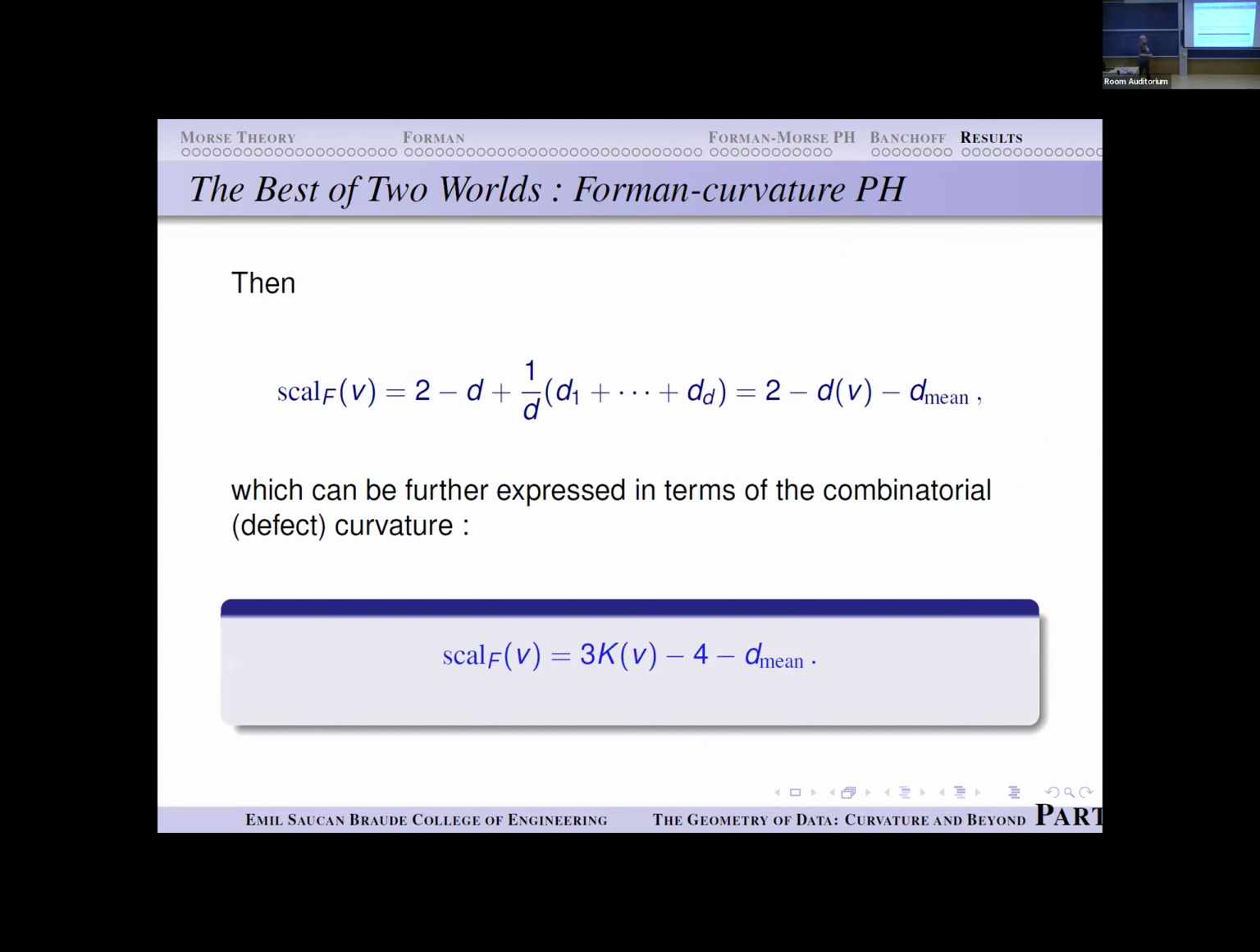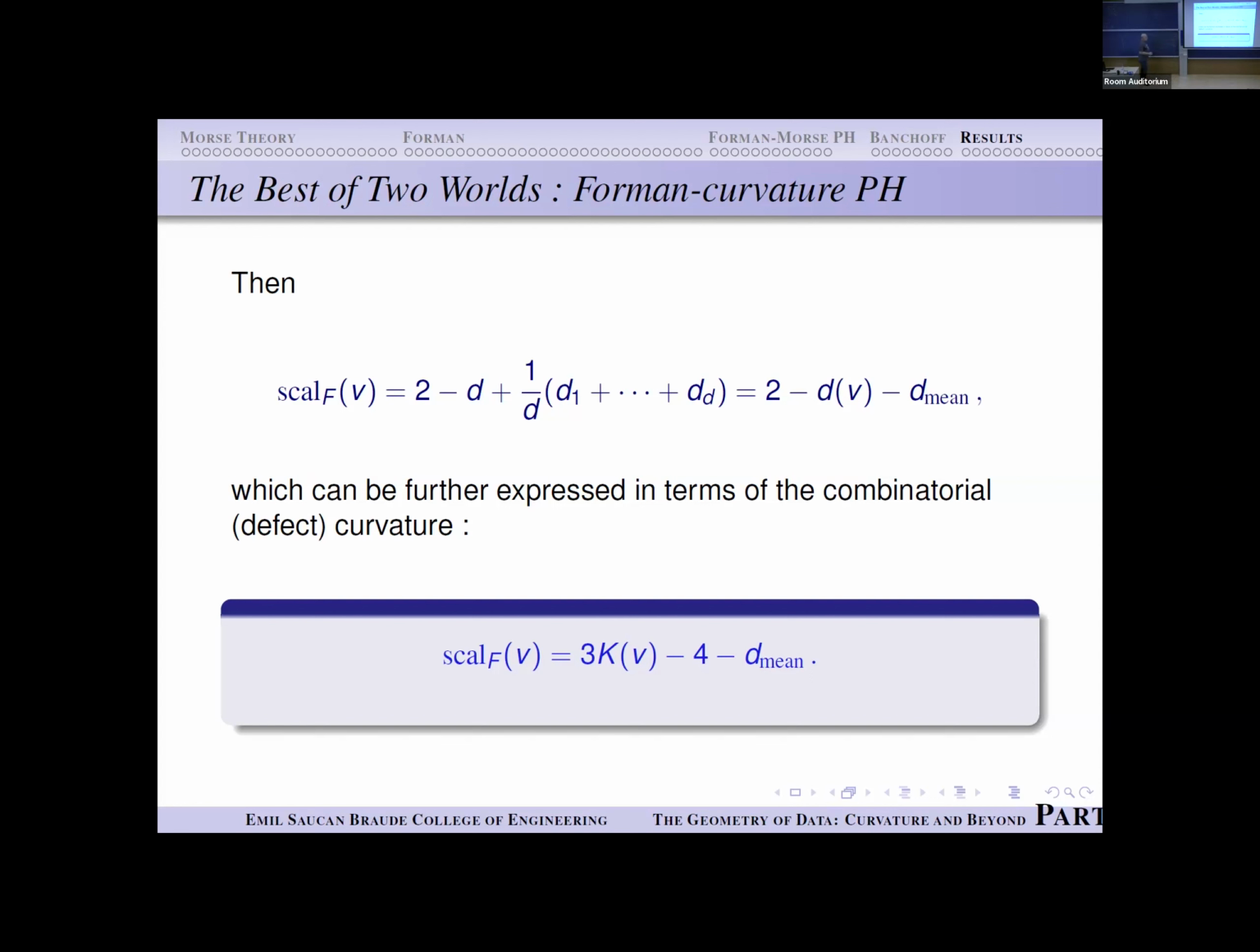And then, doing a bit of combinatorics, you can write this version: the scalar Forman curvature at a vertex is nothing but 2 minus the degree of V minus the mean curvature. Or, in other words, remembering what combinatorial curvature means, i.e. the number of triangles, we get this expression. So we have a connection between degree, combinatorics, the scalar Forman curvature, or simply put Forman curvature, and the combinatorial curvature of a vertex.